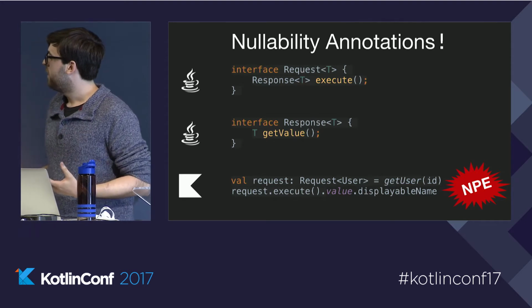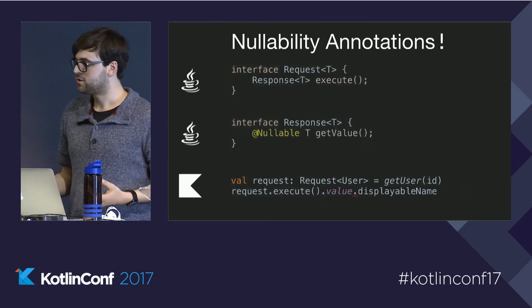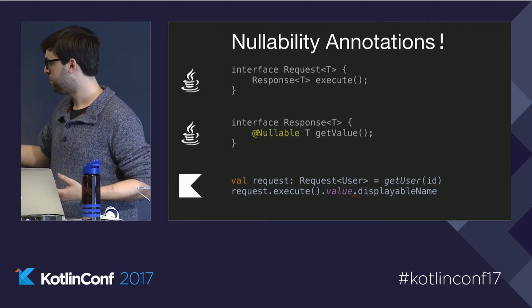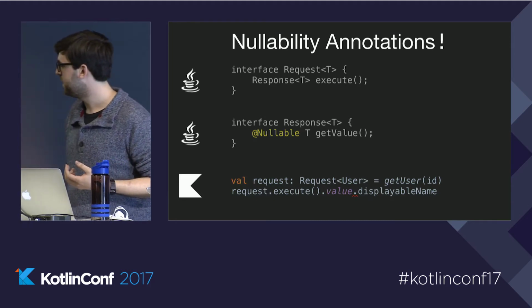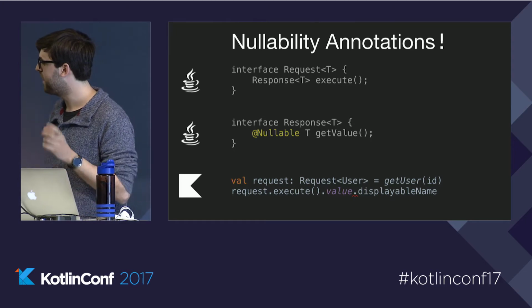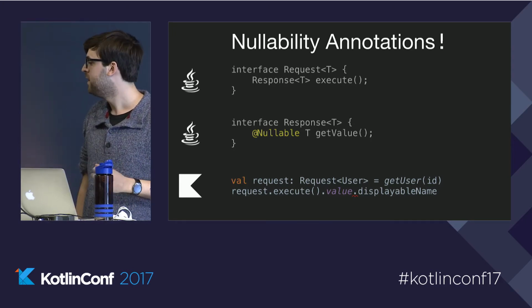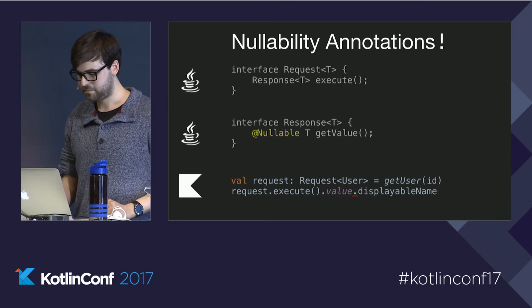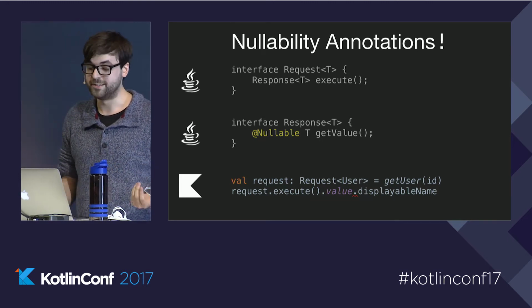Well, the Kotlin compiler does respect nullability annotations, so you can annotate your members with Nullable. In this case, we're annotating the getValue with Nullable. Now you can see a tiny little red squiggly on the value dot, so you can't dereference this value anymore without doing a null check or a question mark dot. So we're happy, right? But in my opinion, this gets really tedious.